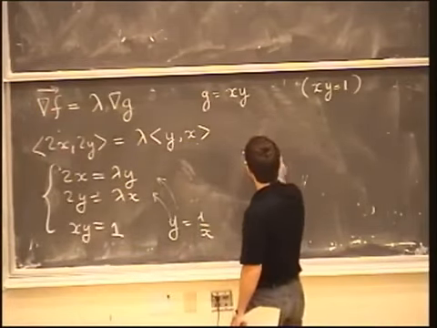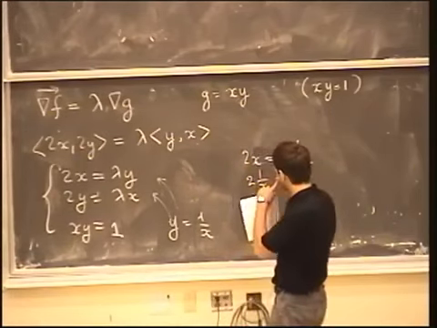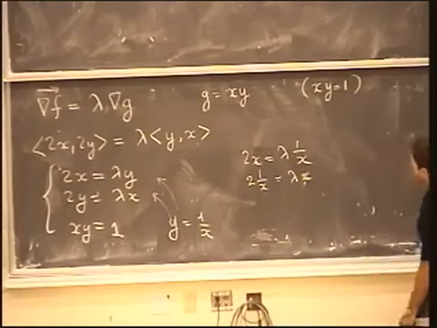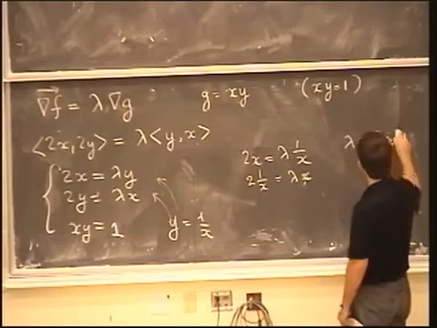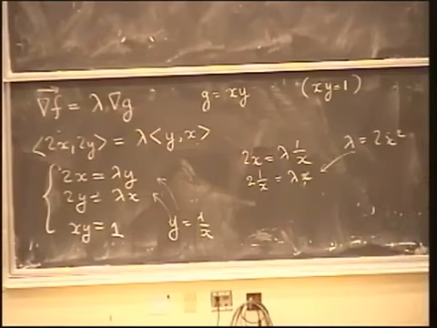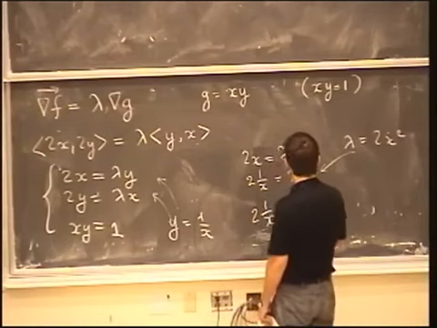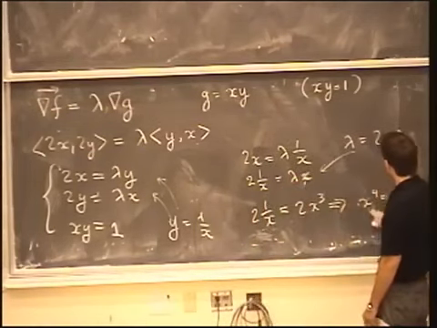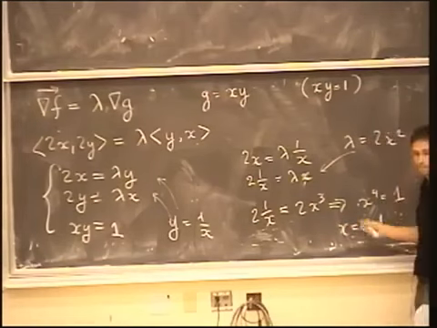Right, and so let's substitute this in both of these equations. So we get 2x is equal to lambda times 1/x, and here 1/x is equal to lambda times x. Right, and so from this we can find that lambda is equal to 2x squared. Then we substitute in this 2x squared, so we get 1/x is equal to 2x cubed, right? Which means that x to the 4th is equal to 1, which means that x is equal to plus or minus 1. Right, so far so good.